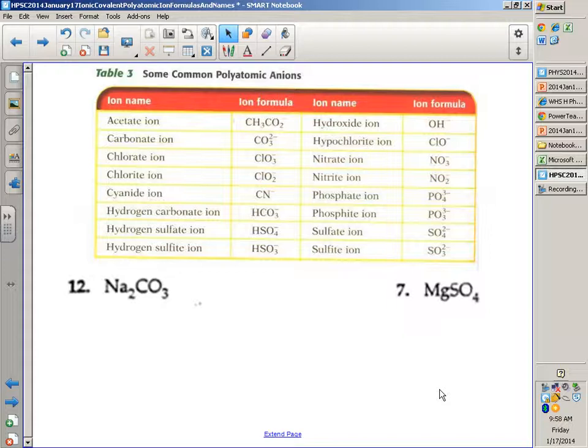There are the two formulas. Write me the names of those compounds. What does that chart do?